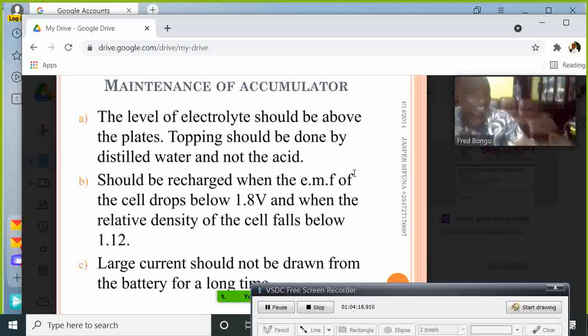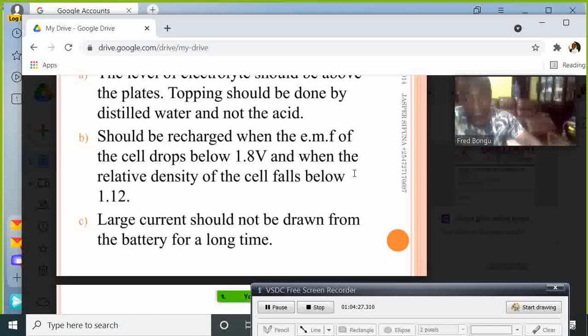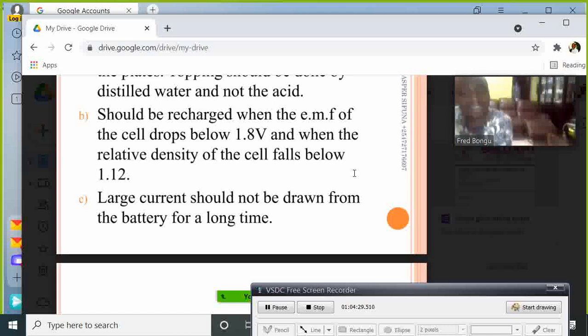Recharging is a must. And we should also check the density of the liquid. It should not go below 1.12. That's the density of the liquid. Now, with this car battery, we should not withdraw a lot of current from it for a long period of time. So if you have a car battery, don't use it for 24 hours. You are drawing a lot of current for a long time. You are killing the cells. So if you want it to stay longer, draw a small amount of current within a short time.